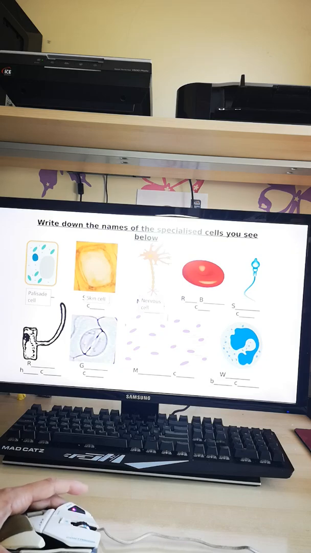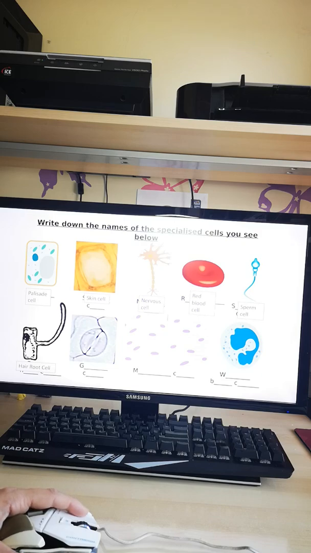Then we've got our nervous cell or neuron. Then we've got our red blood cell, as we talked about, specialised in having no nucleus. It can have more haemoglobin present in the cell to increase the amount of oxygen it can carry. Then we've got a sperm cell, and root hair cell again, another plant cell, but a specialised root cell.